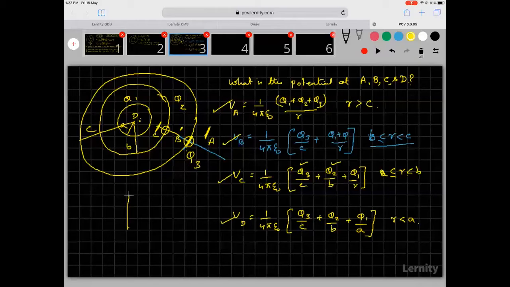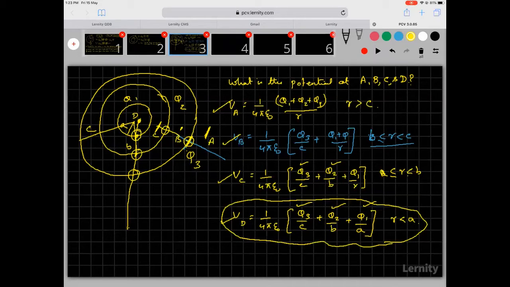Now when I'm going from here to this point D, I have crossed one surface, so its potential. I have crossed another surface, so its potential. I have crossed a third surface, its potential. So 1 by 4 pi epsilon naught, q3 by c plus q2 by b plus q1 by a. That is the overall potential. I hope you understand this.